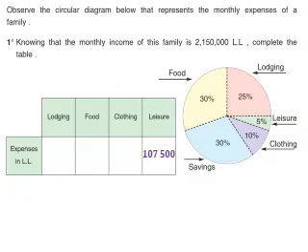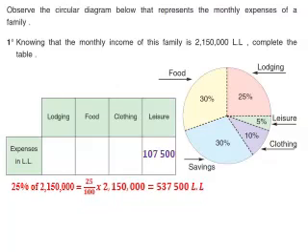The lodging, it's actually 25%. So in other words, I'm trying to find 25% of 2,150,000, which, as you see, we calculated, and it's 537,500. Okay, so this is the lodging.